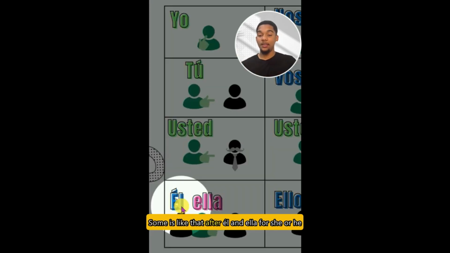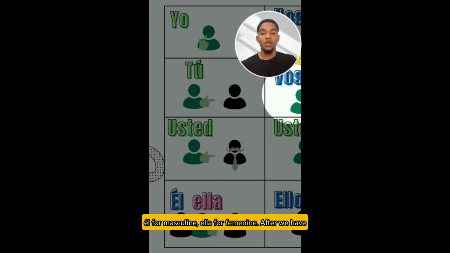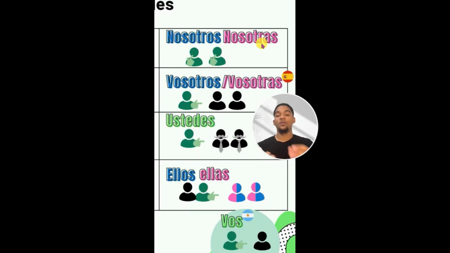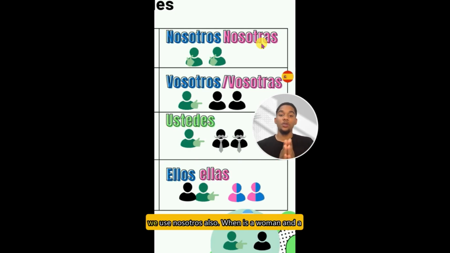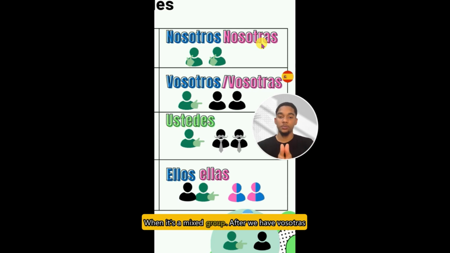After, él and ella for she or he, depending on the sex. Él for masculine, ella for feminine. After we have nosotros and nosotras. We, or we for girls. We use nosotros also when it's a woman and a girl, when it's a mixed group.